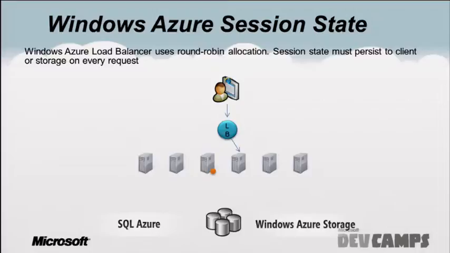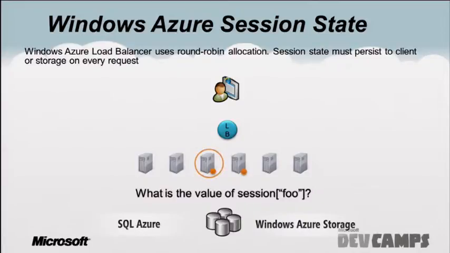So in this case, I've actually gone there, and I've gone and updated the session state. So I've set it to 2 here. So now you can see we've got 2 pieces of session state in different values on those different servers. So what's the value of foo for this particular user? Well, it really depends on which server he's sent to next. It's 1 here. It's 2 there, it's nothing over there.